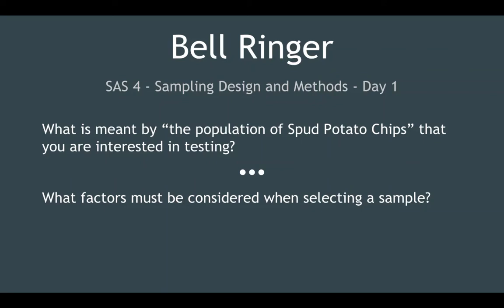Well, good morning. Today's lesson is day one of student activity sheet 4 in the book, Sampling Design and Methods. So the bell ringer starts. What is meant by the population of spud potato chips that you are interested in testing? And what factors must be considered when selecting a sample?